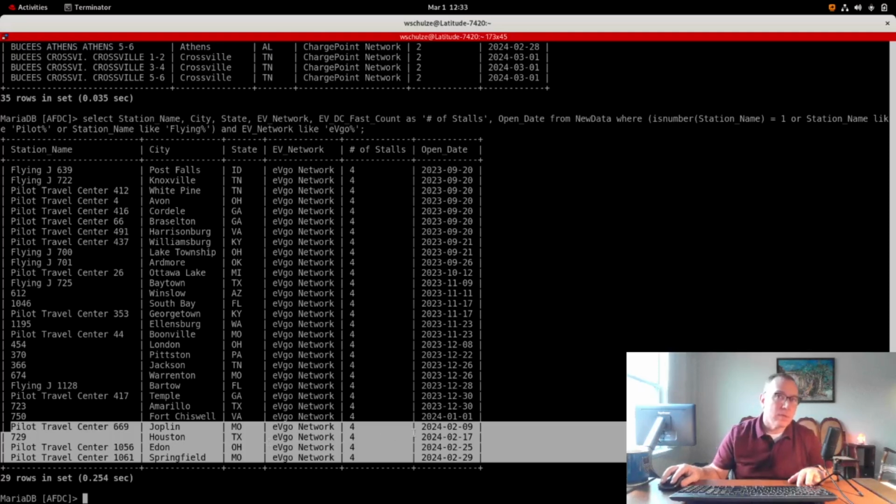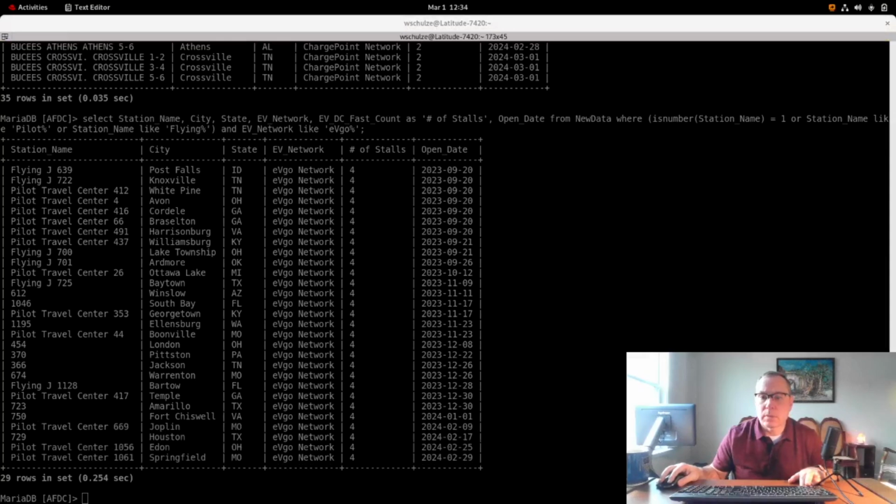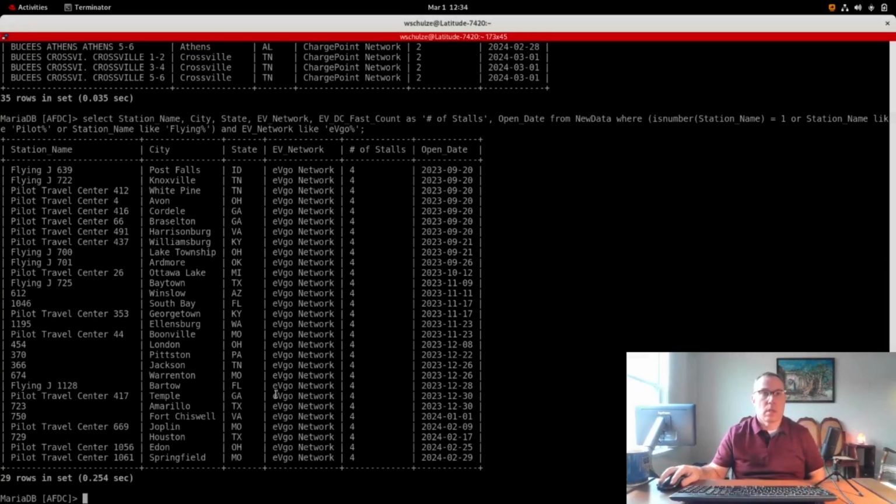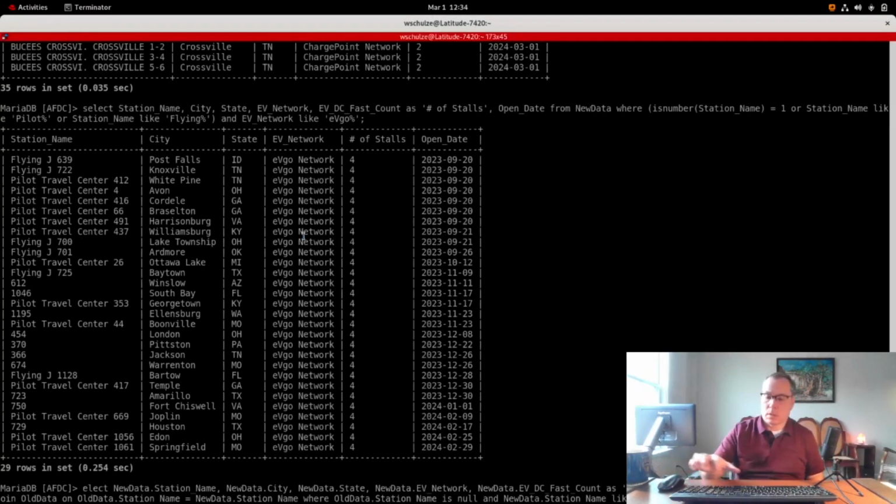And the data with EVgo is one of these CPOs that enters their data into this database very cleanly. It's very reliable. This open data is accurate and all the fields line up. So EVgo and ChargePoint do a really good job. The next one is the Tesla Supercharger.